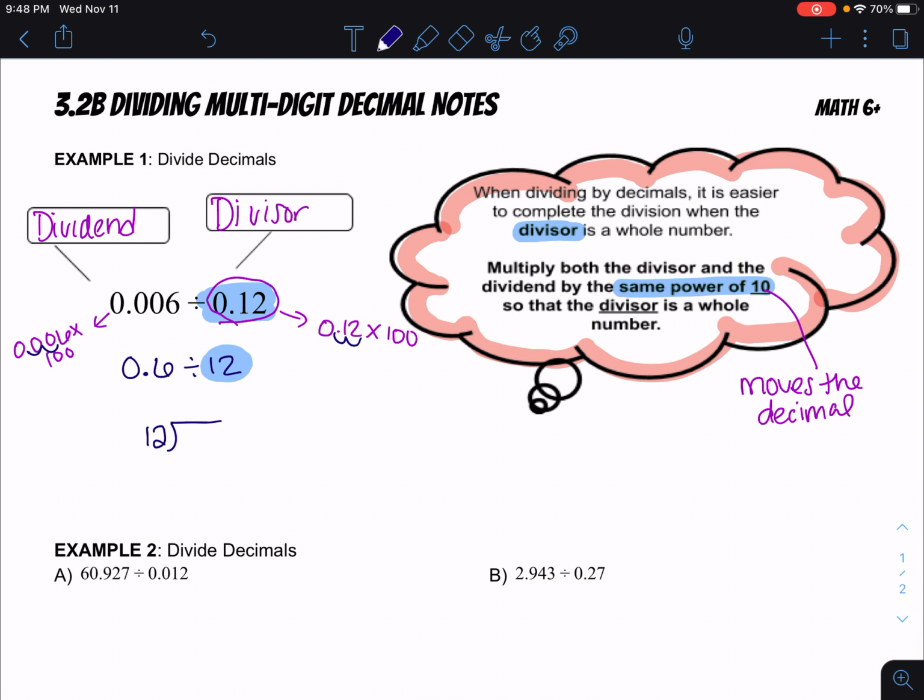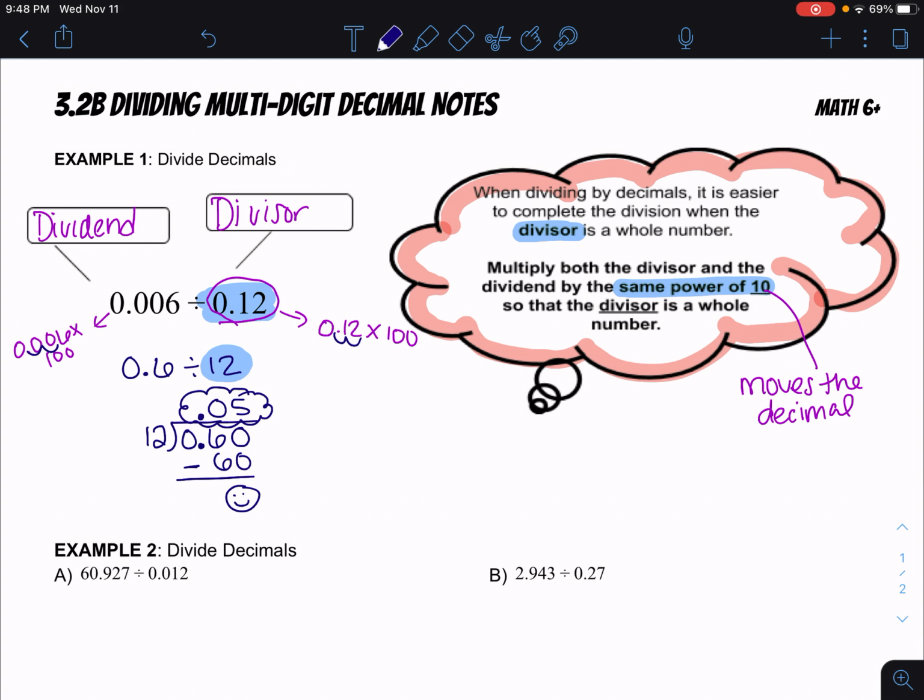So 12 into 0.6. My decimal is already here, so I'm going to bring it up to the top. 12 does not go into 6, so I'm going to put a 0 on top. And then instead of bringing down a 0, I'm just going to annex a 0 in and do my division. So 12 goes into 60 5 times. 12 times 5 is 60. When I subtract, I get the 0 that I want. So the answer to this division problem, 0.006 divided by 0.12, is 0.05.